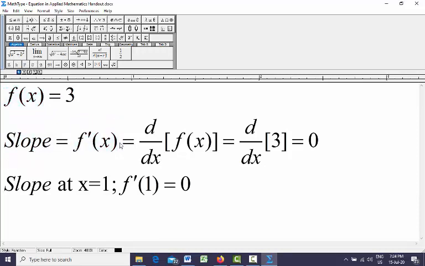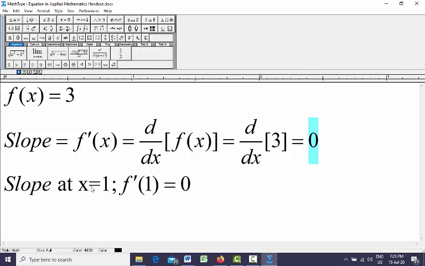As I said before, to find the slope of a curve, we need to do differentiation. If you want to find the slope of this curve, you need to differentiate, and the result is the slope function. Now the variable is x, and we do not have any x here, so the answer of the differentiation is 0. That means the slope is 0.